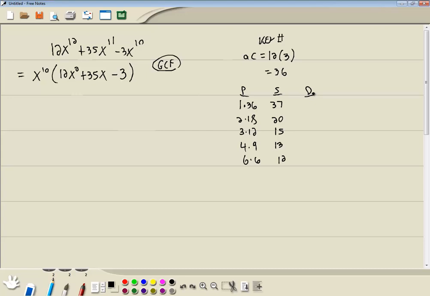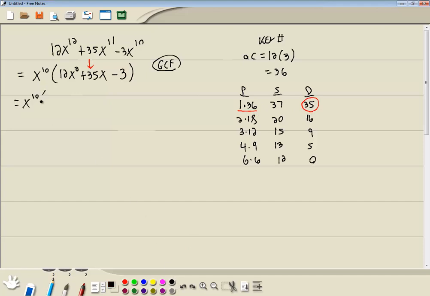D for difference. Want to subtract smaller from larger. 36 minus 1 is 35, 18 minus 2 is 16, 12 minus 3 is 9, 9 minus 4 is 5, 6 minus 6 is 0. Now, the number we're looking for is the number in our middle term, which is the 35, which is right here, which means we use 1 and 36.